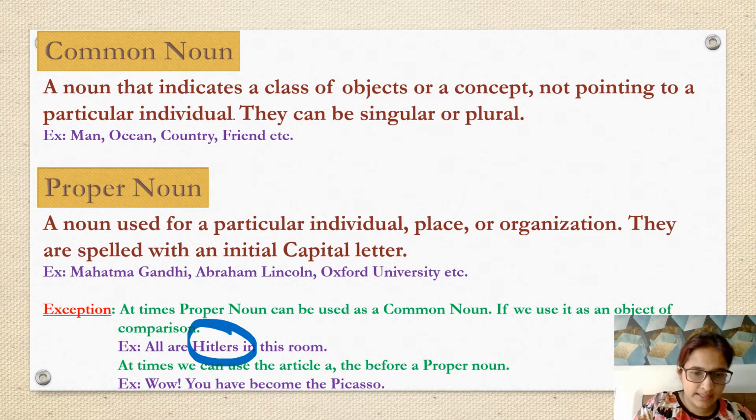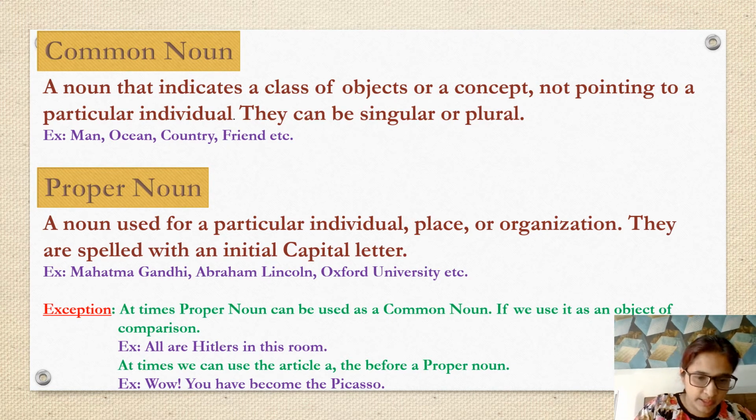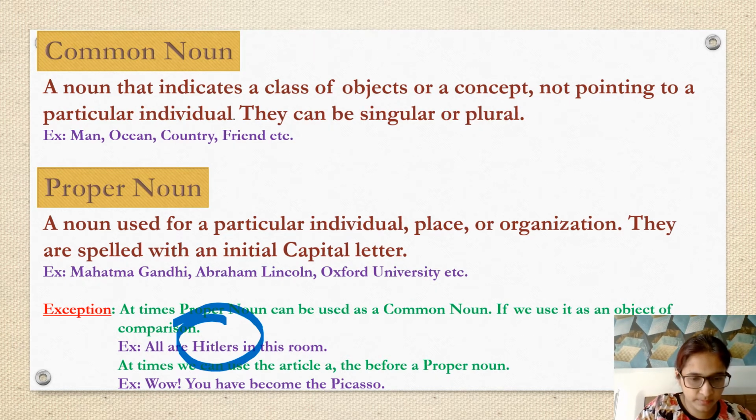So in this case, Hitler is being used in the plural form. Whereas if we were talking about Hitler himself, we would not use the plural form of Hitler. So in this case, we are saying all are Hitlers in this room. This is an exception where we are using Hitler in the form of a common noun. We are naming a group of people by his name, and hence we are using the plural form, and hence it is also in the form of a common noun here.